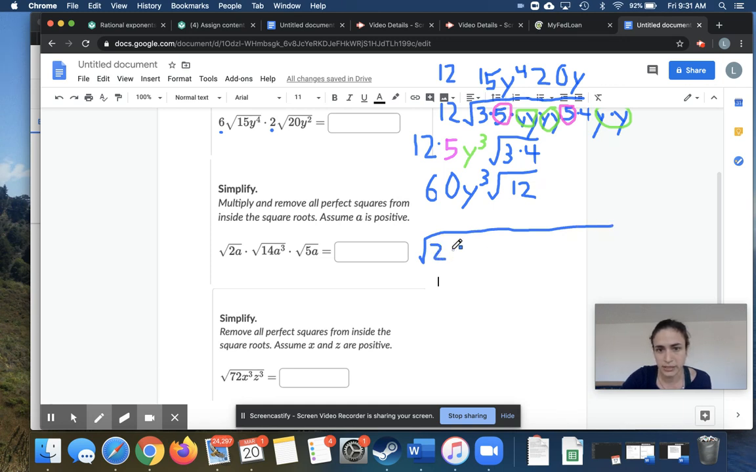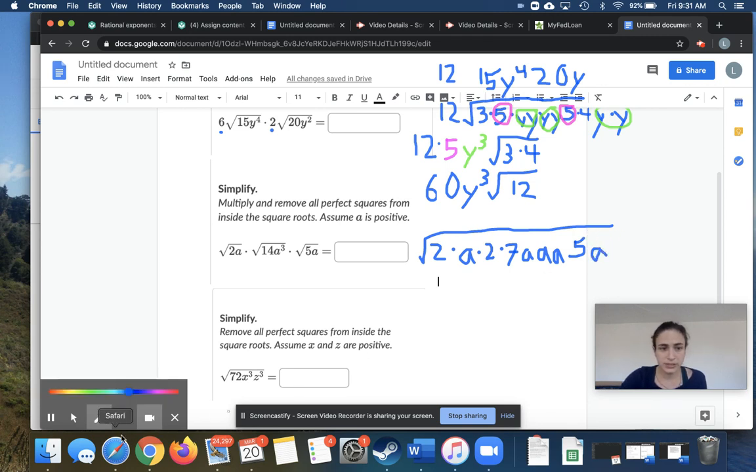So 2 is already as simple as it gets. Same with A. Now I have 14. So the 14 is going to be 2 times 7. And then I have A cubed, okay? So that's A times A times A. Okay, after that, I have the last one, which is 5A. So 5 is as simple as it gets, and A is as simple as it gets.